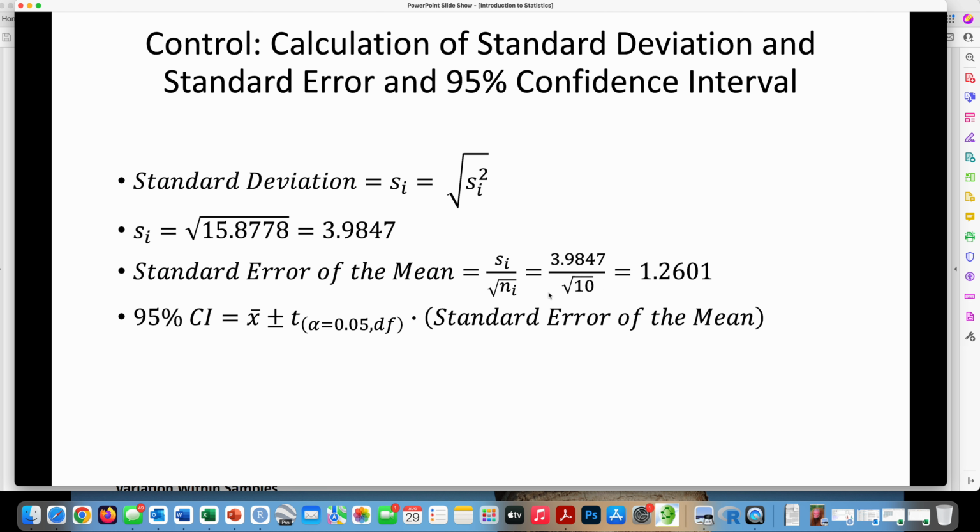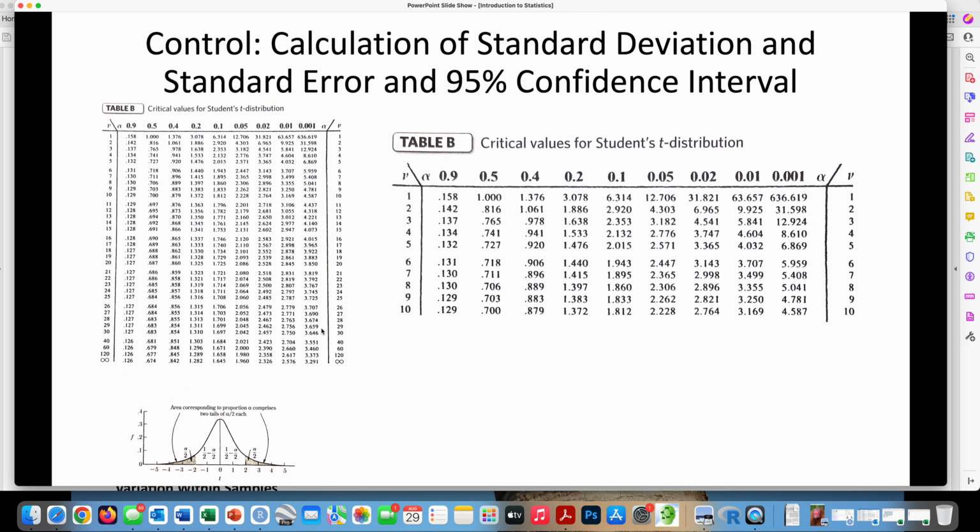And then when we go to do the 95% confidence interval of the mean, you have to know what your degrees of freedom is, which is 9, and the alpha level that you're going to be testing at, and you need to have access to a t-table. So in this case, we're going to go to the 0.05 level, and we're going to go to 9 degrees of freedom, and so the t-statistic we're going to use is 2.262.